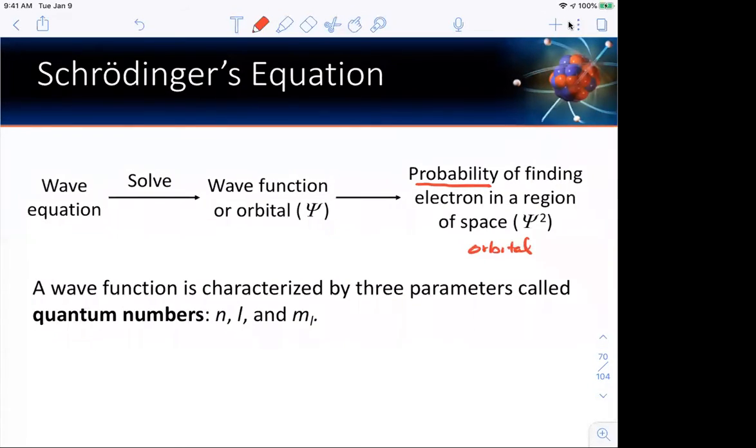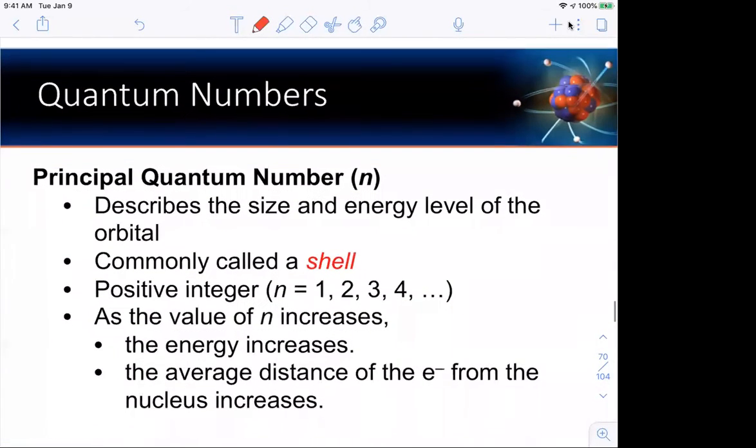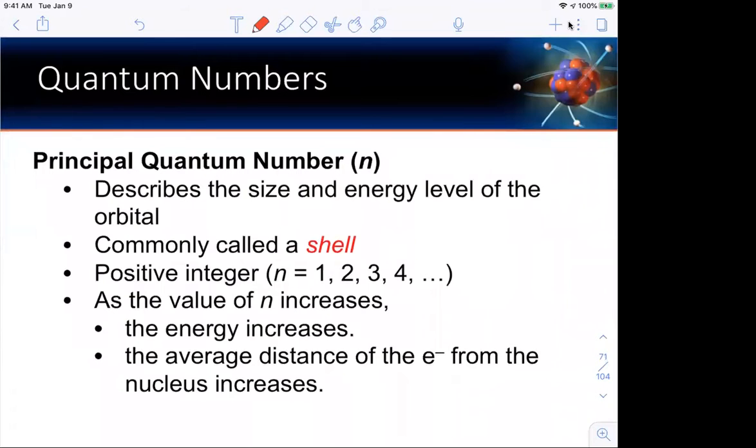Wave functions are actually characterized by three different parameters, which are called quantum numbers. Right now, we're going to focus just on three: n, l, and m sub l. These are quantum numbers which result from the wave equation, which is the solution of Schrodinger's equation. So let's go into what these quantum numbers are.